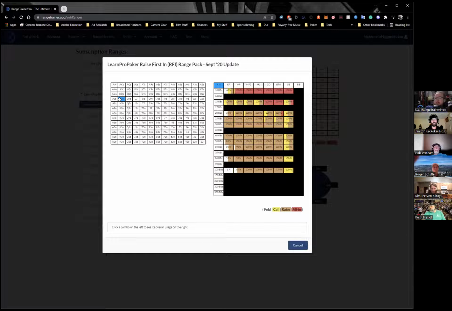Also, a hand like King-Jack offsuit or Queen-Jack offsuit, you can see that at the deeper stack depths, so down here, it's essentially useless from EP and even middle position to a certain extent, from 60 big blinds to 100 big blinds. But once we get down into the 50, 40, 30 big blind range, it becomes much more playable from EP.